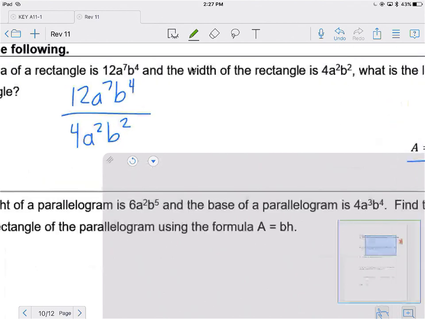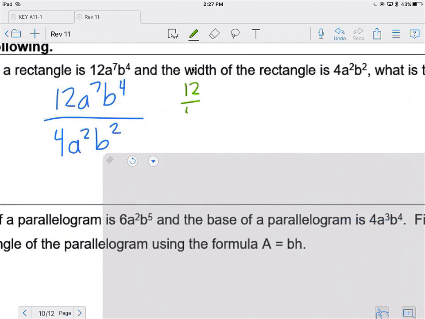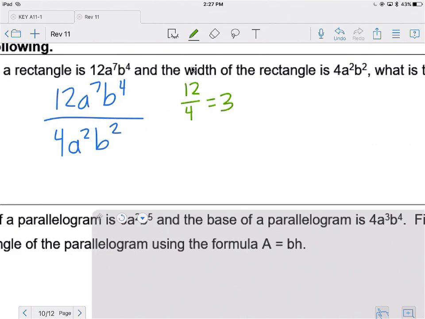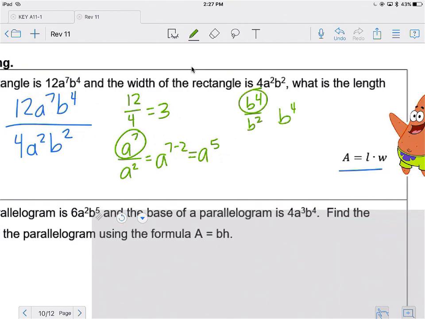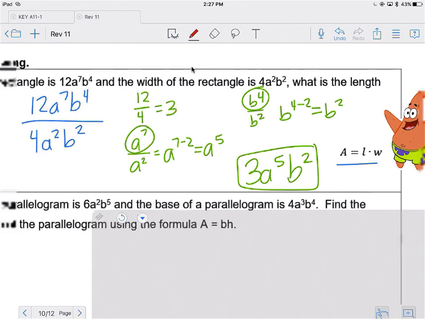When I divide, I treat big numbers like normal. So 12 divided by 4 is 3. A to the 7 over a squared. I have 7 on top, so I have more on top. I subtract 7 minus 2 is 5. And then for my b's, I have 4 on top, 2 on the bottom. There's more on top. So 4 minus 2 is 2, and they all stay on top. So 3A, 5B, 2, all exactly where it was, are on the top.